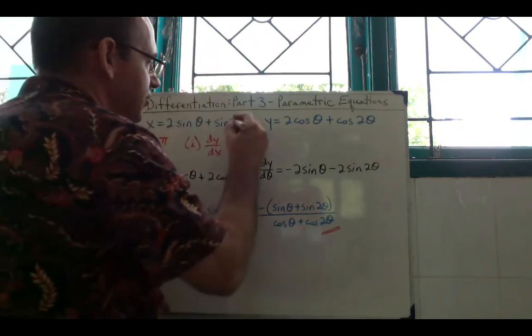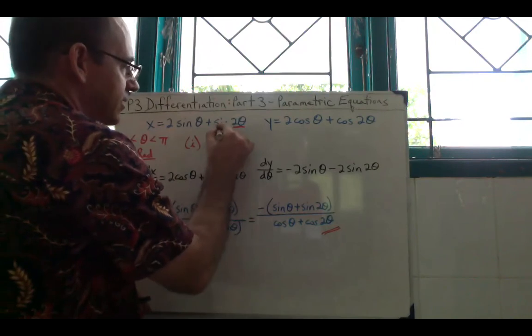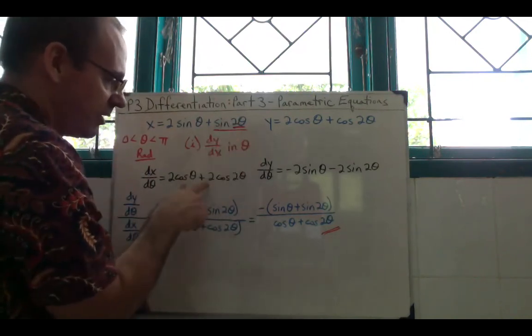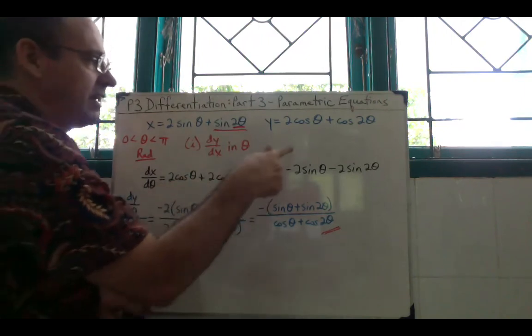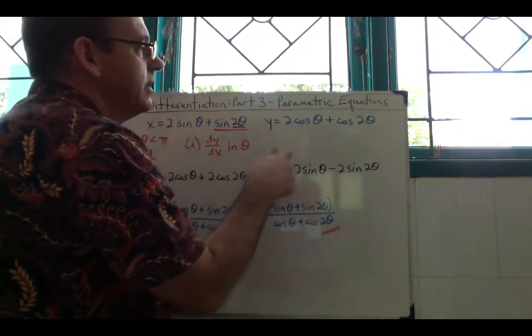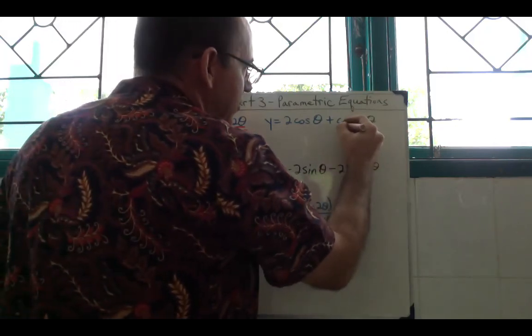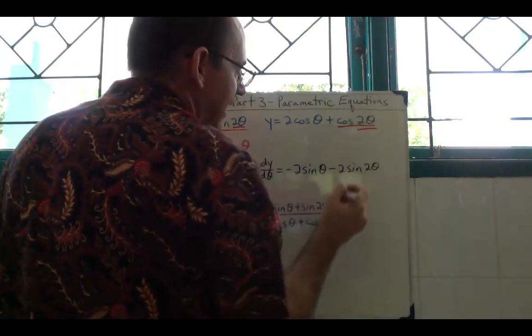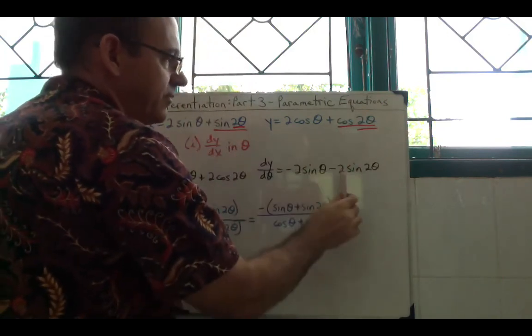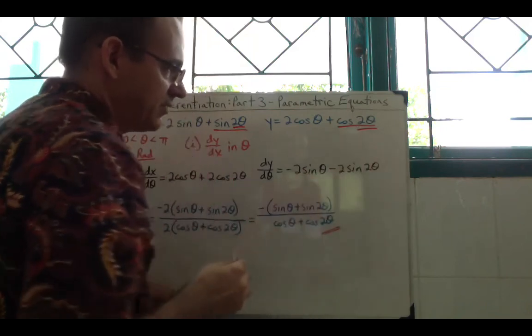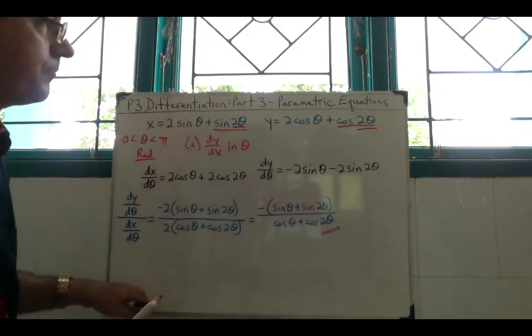So don't forget the derivative of the argument. The derivative of the trig function is cosine, and then the derivative of the argument is 2. Same thing over here, dy d theta. Cosine is a negative sign. And then here again, we also have the trig function and the argument. So the derivative of cosine is a negative sine 2 theta, and the derivative of the inside is times 2.